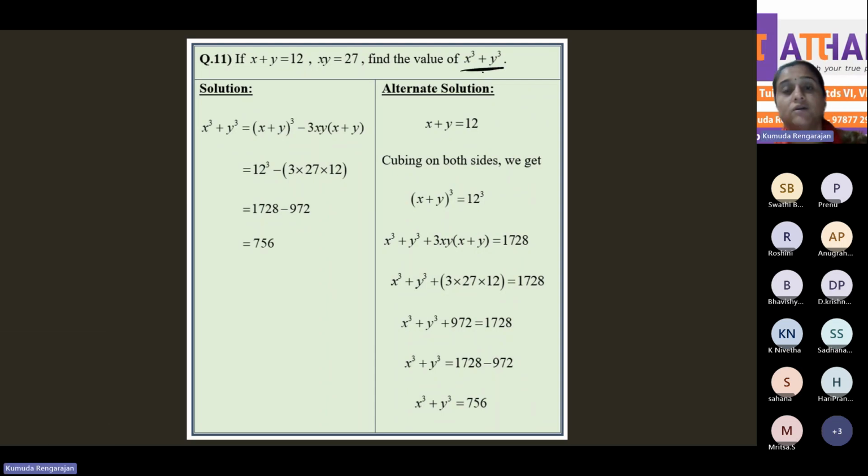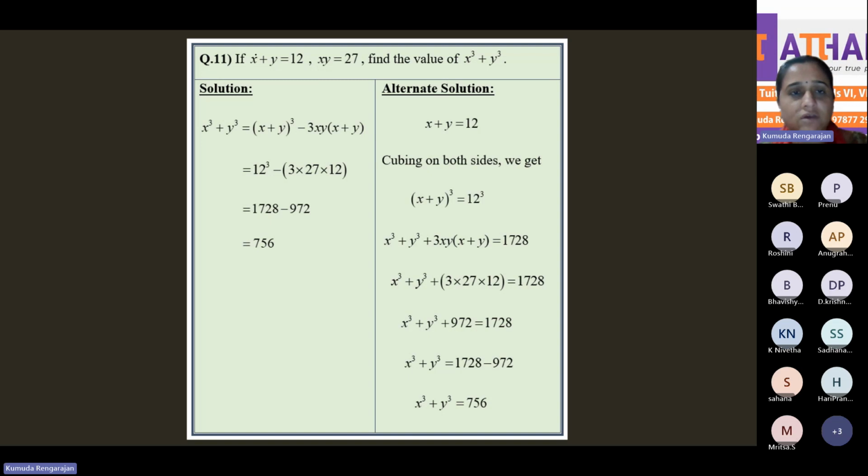To find x cube plus y cube, you can use the identity straight away. X cube plus y cube is equal to x plus y the whole cube minus 3xy into x plus y. Identity: a cube plus b cube is equal to a plus b the whole cube minus 3ab into a plus b. You can use the identity straight away and substitute the values. X plus y is 12. So 12 cubed minus 3 into x into y. So 3 into 27 and x plus y is 12.